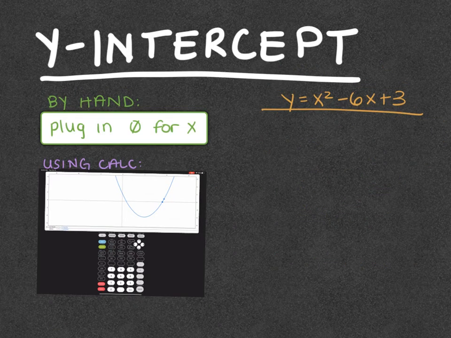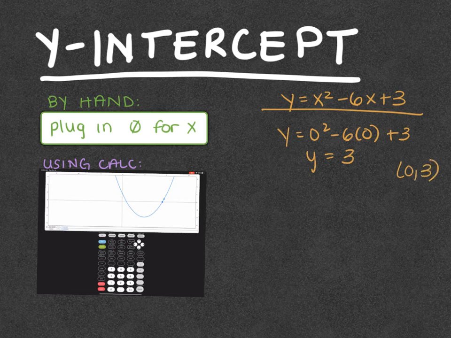Lastly, we need to find our y-intercept. This one is actually the easiest to do by hand, so I would suggest it, but I'll again show you how to use the calculator as well. To find your y-intercept, all you need to do is plug in 0 for x, and you'll see that most of it cancels out. So you have y equals 0 squared minus 6 times 0 plus 3. So y just equals 3. So my intercept would be at (0, 3).